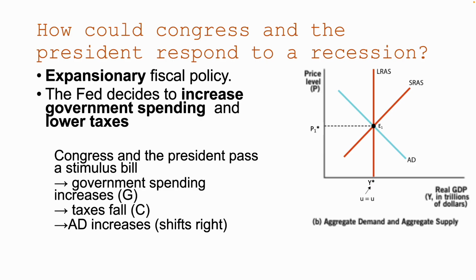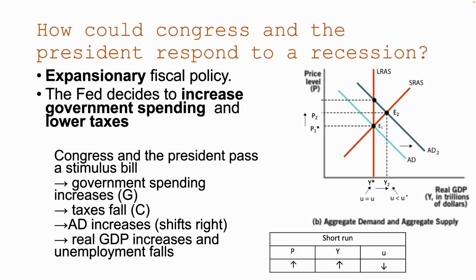It's going to increase aggregate demand, shift it to the right, and we're going to get a lot of that same short run effect that we did with expansionary monetary policy. We're going to get this boost to real GDP, we're going to get this lower unemployment, and also a little bit of pressure upwards on the price level in the economy as people are spending more money.